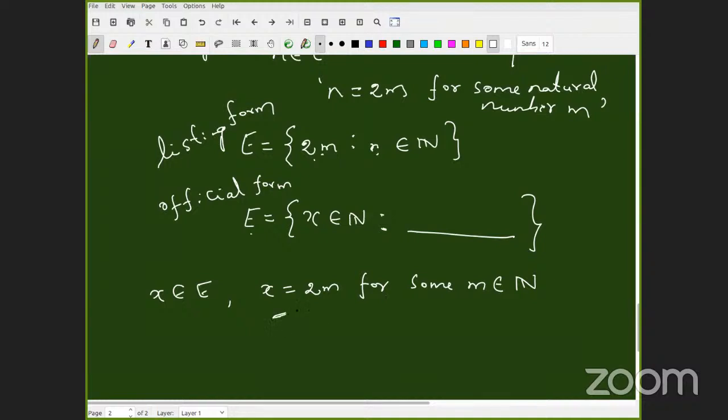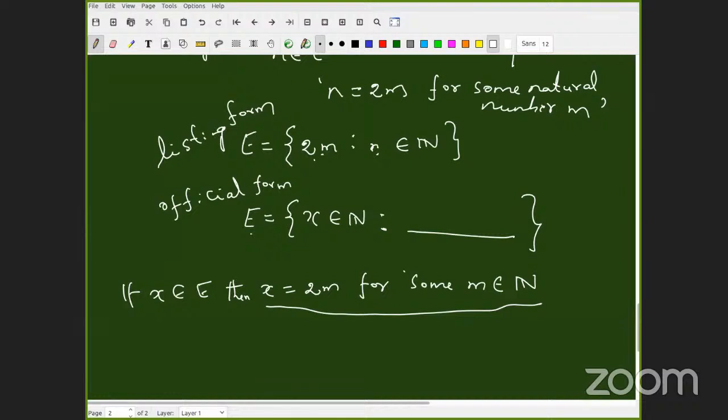But now think about this statement. I want to make it very clear. I can even write this property x equal to 2m for some m in N. Okay. But I want to be much more precise. Let's look at this statement. If x in E, then I have listed some property. Think about this property, whatever I have underlined. Does this statement have any quantifier? If so, what?